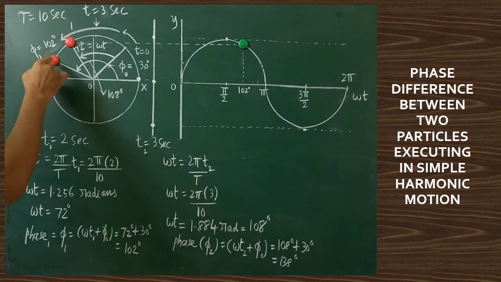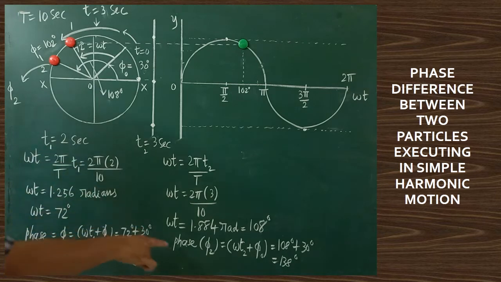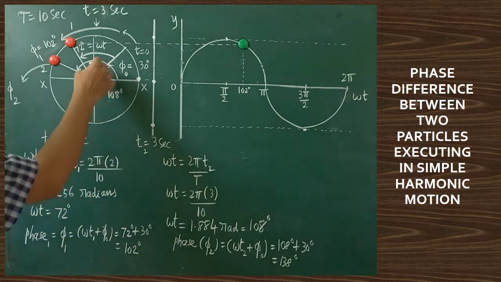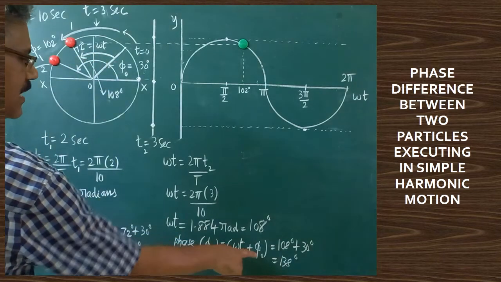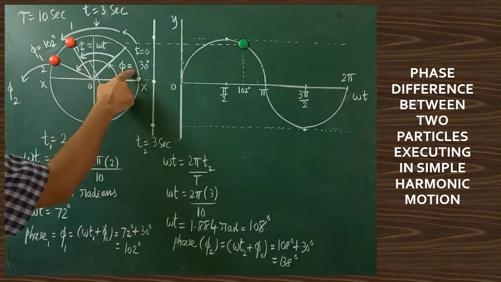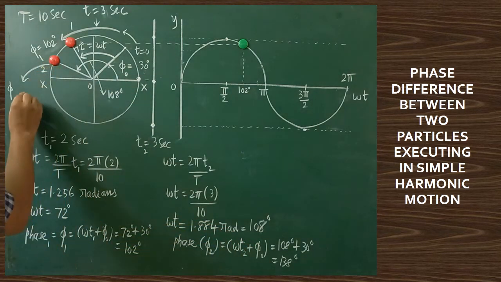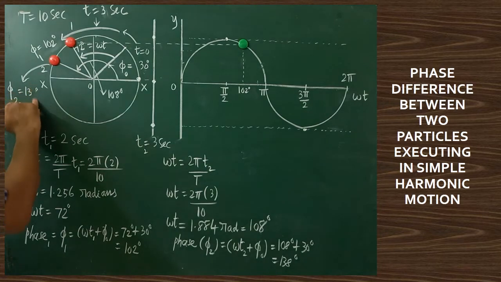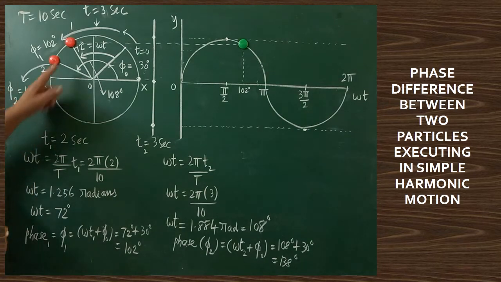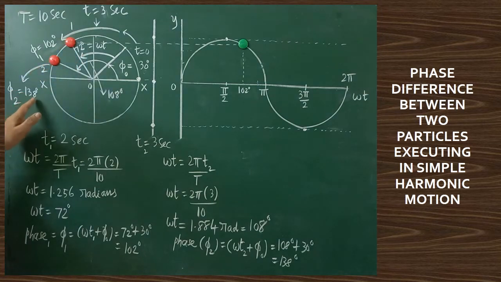Now how to calculate the phase of the second particle? Look at the formula: phi 2 is equal to omega t2 plus phi naught, that is, 108 degree plus the initial phase of the particle. If both are added, you will get 138 degree. Therefore, phi 2 is equal to 138 degree. So this is the method of calculating the phase of the second particle. The phase of the first particle is 102 degree. The phase of the second particle is 138 degree.